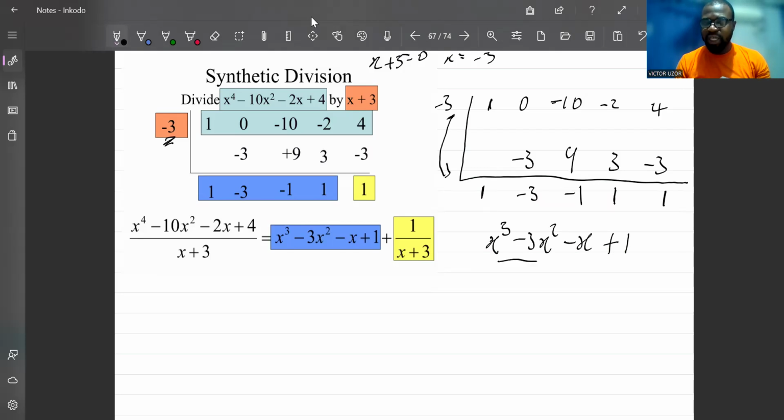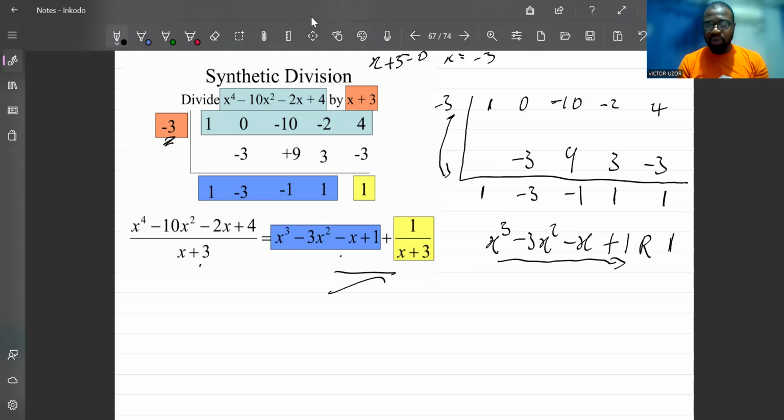Once you have got to the end, there is still 1 remaining. The one that is remaining is called the remainder. So that means when the whole polynomial, x raised to power 4 and so on, is divided by x plus 3, it's going to give you this remainder 1. And that is why it's written like this.